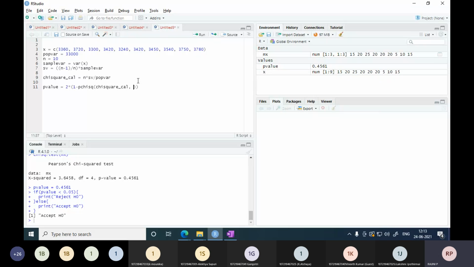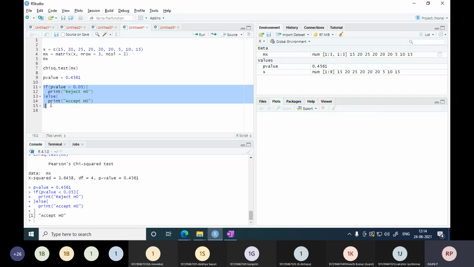Chi-square distribution is a small sample test, and in this we have degrees of freedom. The probability value will always depend on the degrees of freedom. So what is the degrees of freedom here? Write n minus 1, right? Yes, ma'am. And then we'll get the probability value. And after that, use the if condition.